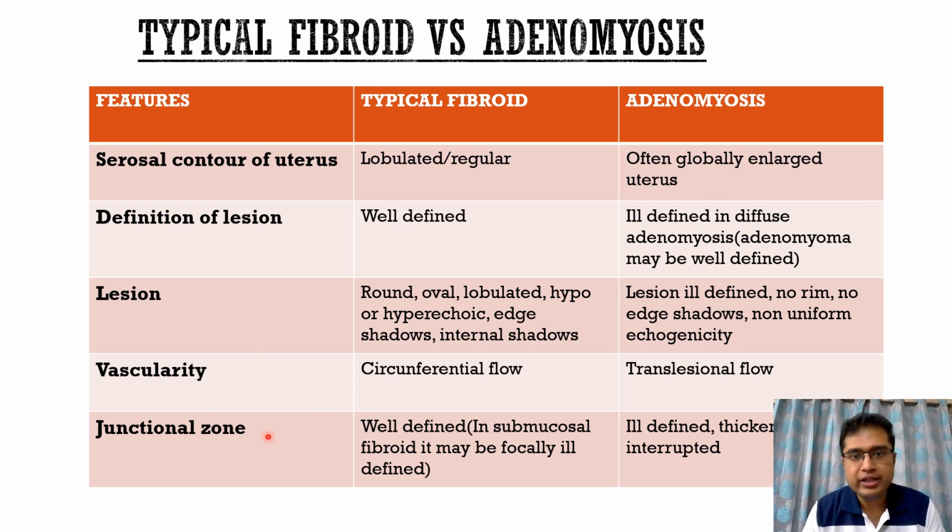The vascularity in a typical fibroid is a capsular circumferential flow, while in case of adenomyosis it's translesional vascularity that is seen. The junctional zone is very well defined in case of a typical fibroid. In a submucosal fibroid, it may be focally ill defined, while it is always ill defined or thickened or interrupted in case of adenomyosis.